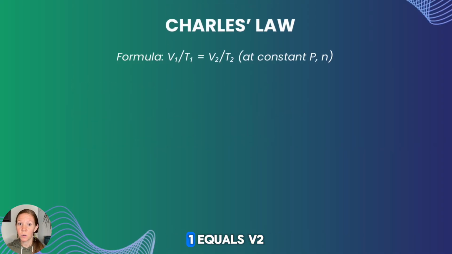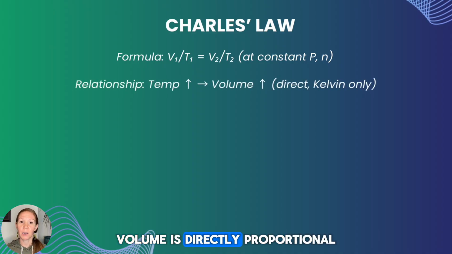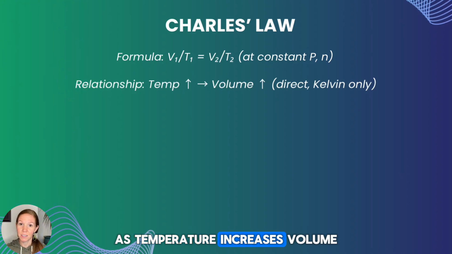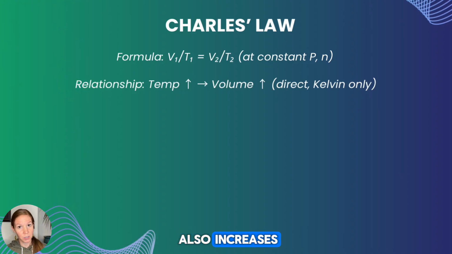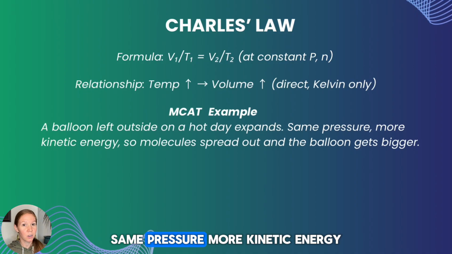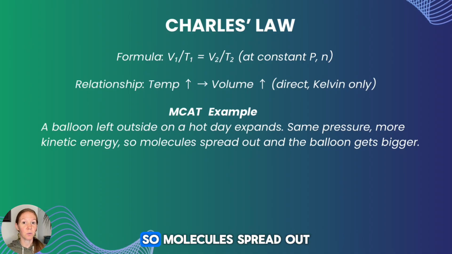Next, there's Charles' law. V1 over T1 equals V2 over T2 at constant pressure and number of moles. Volume is directly proportional to temperature. As temperature increases, volume also increases, but only when measured in Kelvin. For example, a balloon left outside on a hot day expands. Same pressure, more kinetic energy, so molecules spread out and the balloon gets bigger.